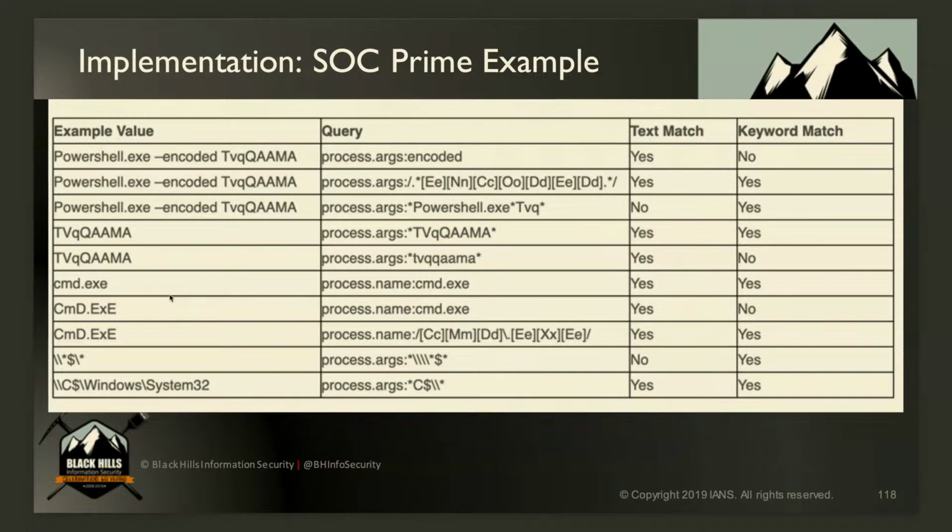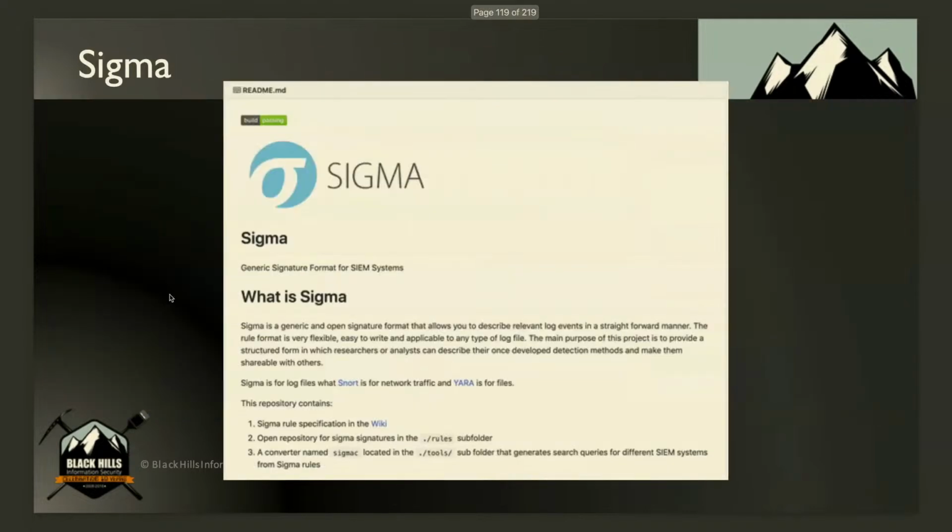Now, if you're trying to write signatures, there's a lot of resources from a number of different excellent groups that'll help you with this process. One of them is SOC Prime. SOC Prime will help you, and there's all kinds of resources for how you write signatures to do matching of potential attack strings within Sysmon logs. So check that out. Sigma, though, is the big awesome.